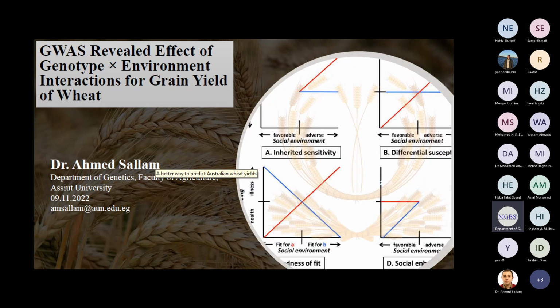And today I'm going to give a talk about, or it's a very important talk about GxE interaction and how can we use the molecular genetics tool to overcome this problem to identify the highest yielding genotypes. So as Dr. Muhammad said, this is the title of the presentation: Genome-wide association mapping reveals the effect of genotype environment interaction.